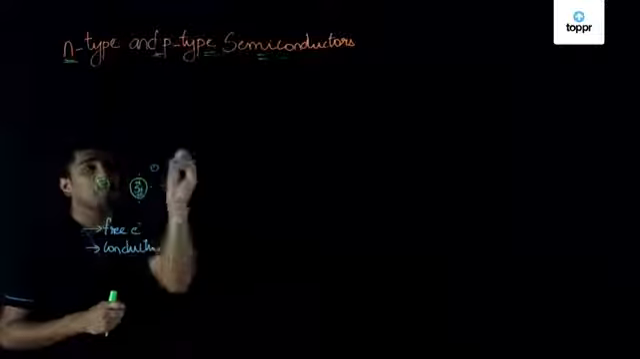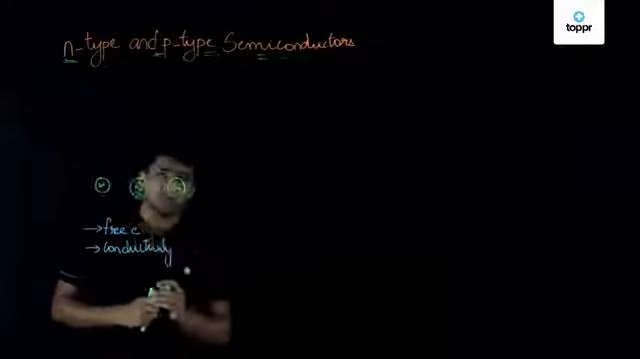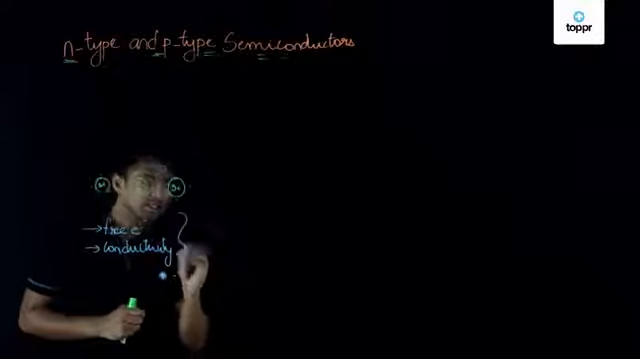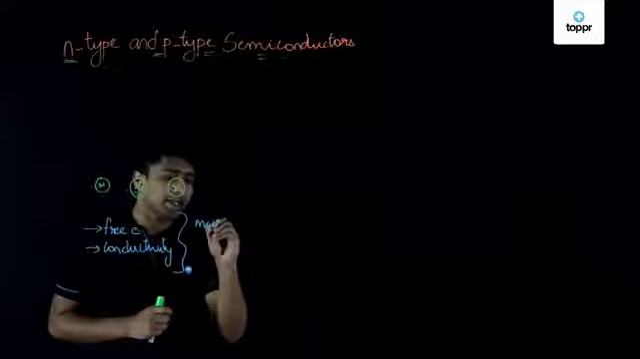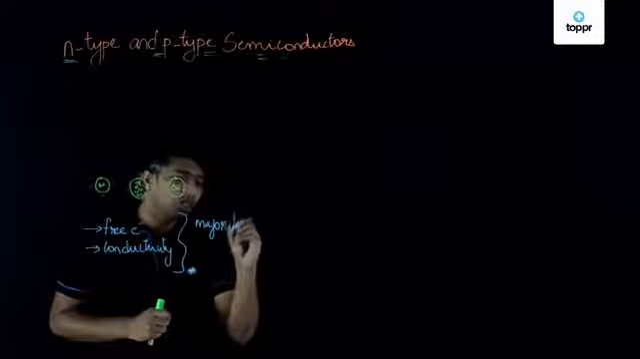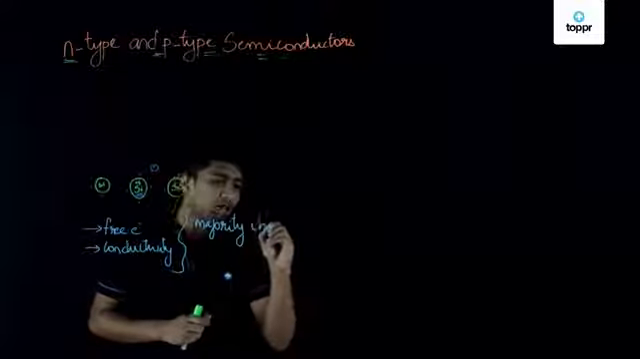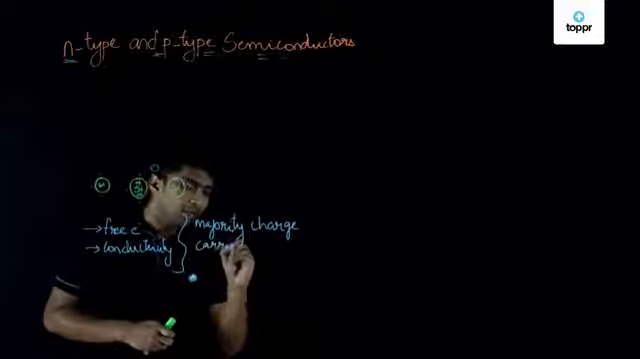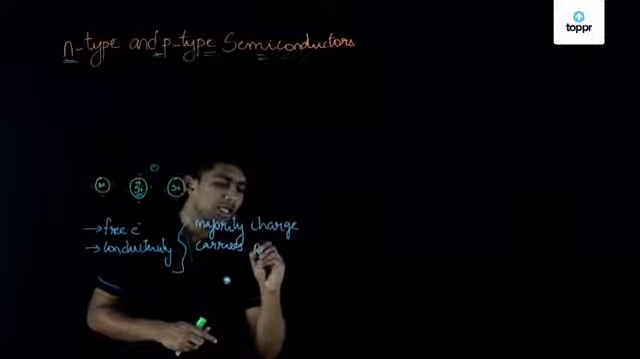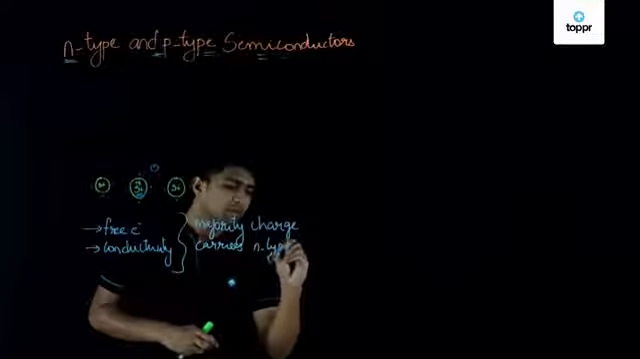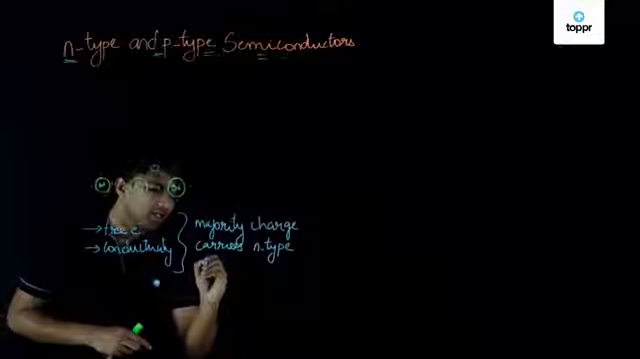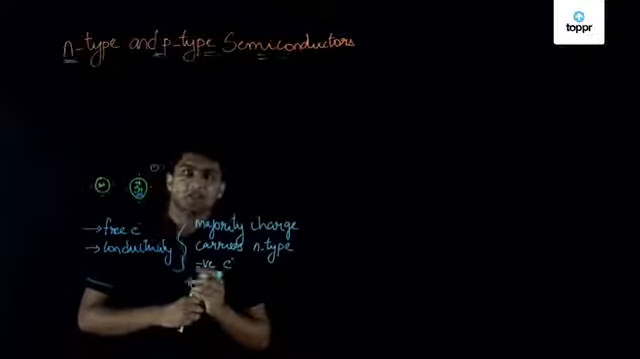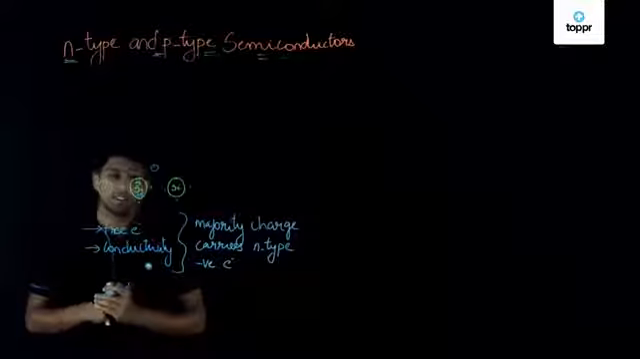Now if we consider the whole crystalline structure, what happens altogether is that the majority charge carriers in an N-type semiconductor will be electrons, which carry a negative charge. So this is all about the N-type semiconductor.